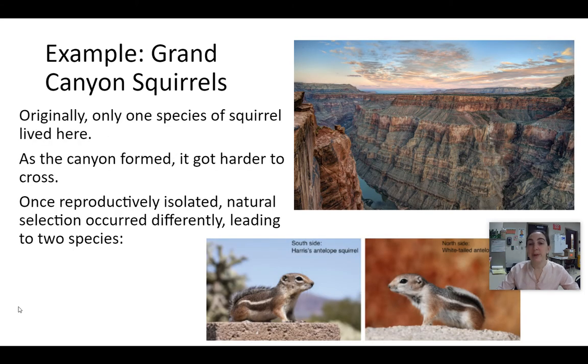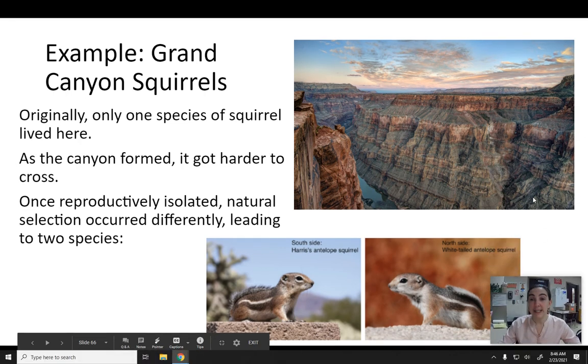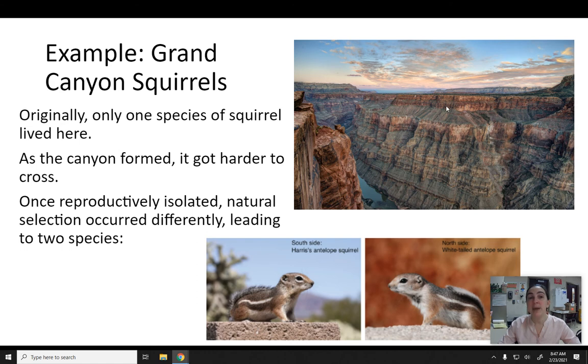So here's an example of an organism that was physically reproductively isolated by geography. Many, many years ago, before the Grand Canyon formed, there was one species of squirrel that lived in this area. But over time, as this canyon was carved out by the river and got deeper and deeper, you can imagine if you are a little ground squirrel like these guys, it's really hard to get from one side of the Grand Canyon to the other, right? So over time, they became geographically isolated. They were physically separated by this canyon and couldn't cross.